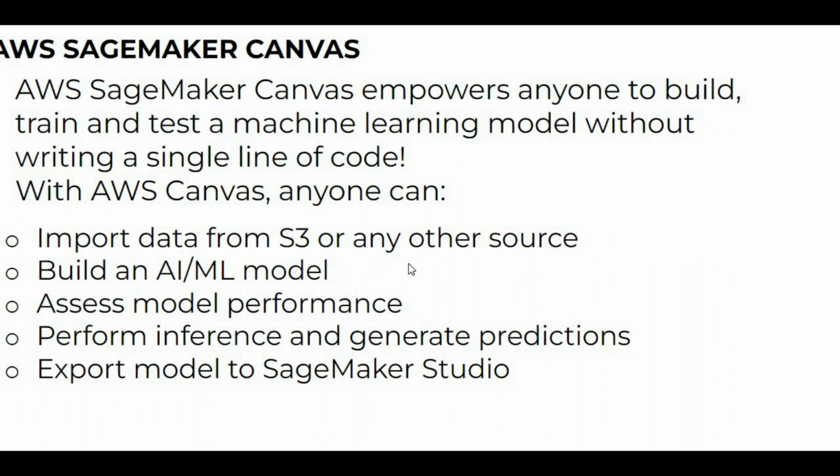With SageMaker, we can import data from S3 or any other source. Even we can upload data from our local machine. We can build an AI/ML model. We can assess the model performance. We can perform inference and generate predictions also using AWS SageMaker Canvas, and we can also export the model to SageMaker Studio. So let us start with Amazon SageMaker Canvas.